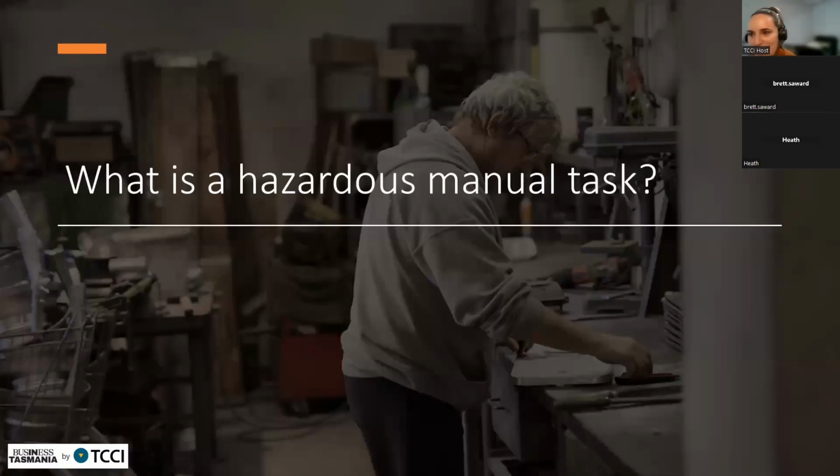So would any of my large group of attendees like to answer this question? What is a hazardous manual task, or what do you think it would be defined as? Any task that is manual and presents a risk of injury. Yep, pretty spot on there.